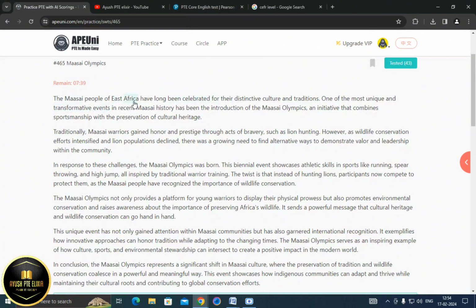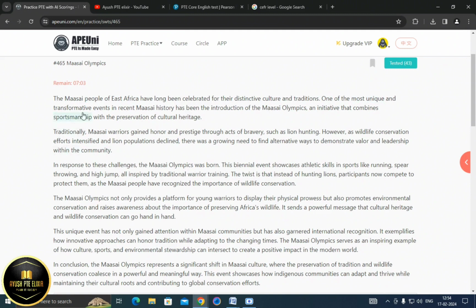Like, the Maasai people of East Africa have long been celebrated for their distinctive culture and traditions. And let me tell you the main tip over here, that you always should be reading from the intro and conclusion part at least, right? So that you can get the idea about the text, like what it is based on and how it is to be done. The Maasai people of East Africa have long been celebrated. So I didn't know anything till this word. I don't know what they're talking about. Celebrated for their distinctive culture and traditions. I mean, they're talking about their culture and traditions of Maasai people.